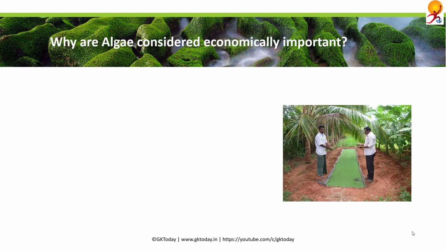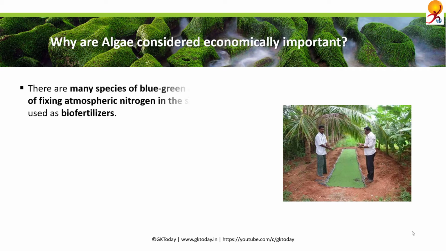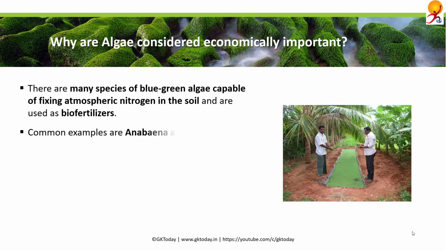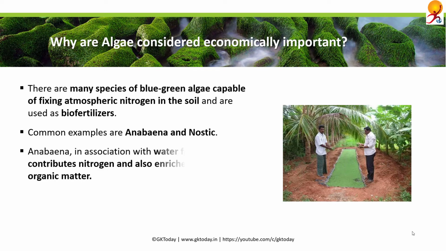Why are algae considered economically important? There are many species of blue-green algae which are capable of fixing atmospheric nitrogen in the soil and thus making it fertile. So these are used as biofertilizers. Common examples are Anabaena and Nostoc. Anabaena, in association with the water fern Azolla, contributes nitrogen and also enriches soils with organic matter.